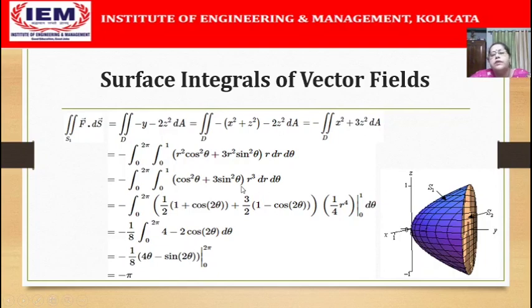So as we integrate r cubed, we get r to the 4 by 4. And in order to integrate the other part with respect to theta, we express cos square theta as 1 plus cos 2 theta by 2, and sin square theta as 1 minus cos 2 theta by 2. After simplification, this becomes minus 1 by 8 times the integral from 0 to 2 pi of 4 minus 2 cos 2 theta d theta. As we integrate, we get 4 theta minus sin 2 theta, and putting in the limits from 0 to 2 pi, the answer is going to be minus pi. So we have now evaluated the surface integral over S1.